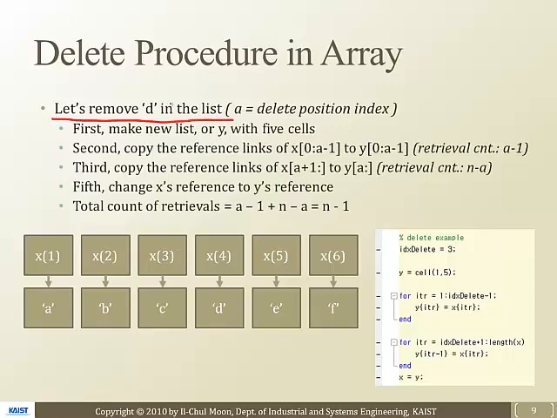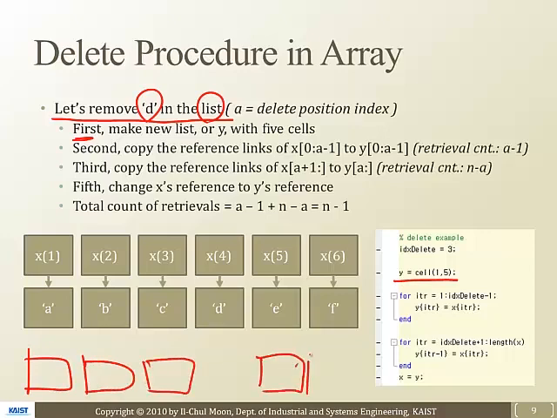Let's remove D from the list, right? And first, we make, of course, a new list. New list of Y cell 1 to 5 means that 1, 2, 3. I intentionally avoid this, and 5. So it's 1, 2, 3. It's not 5, but it's going to be 4 and 5, right? So this is Y and this is X, right?